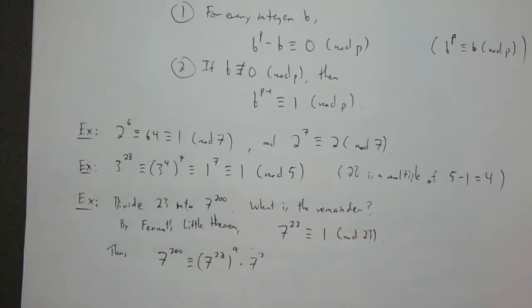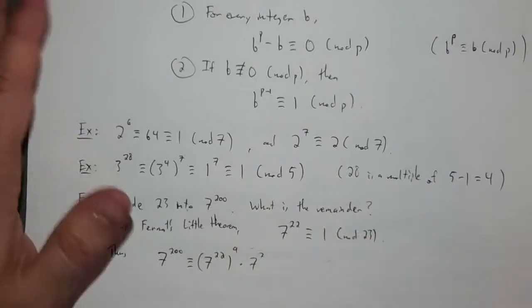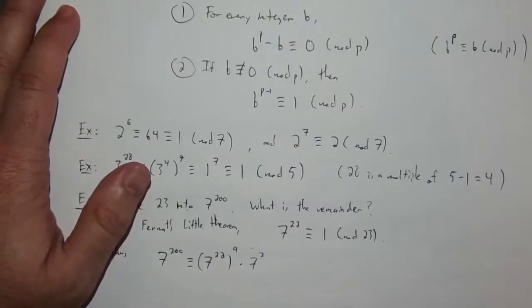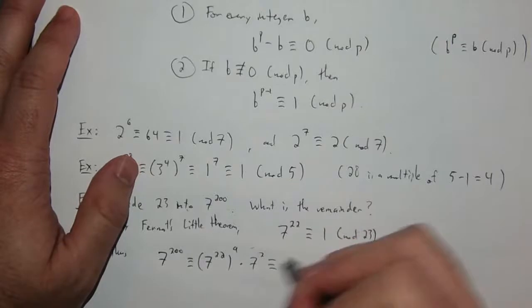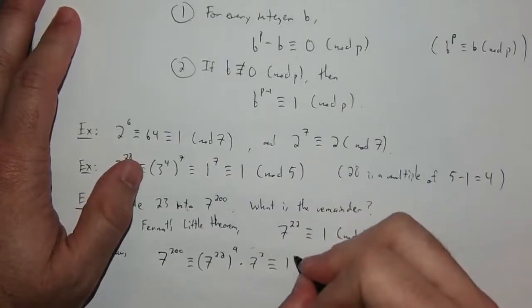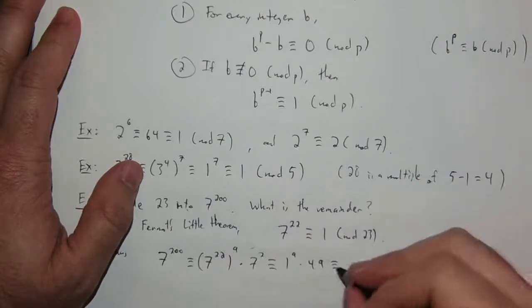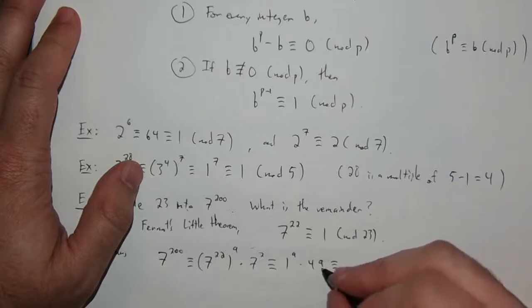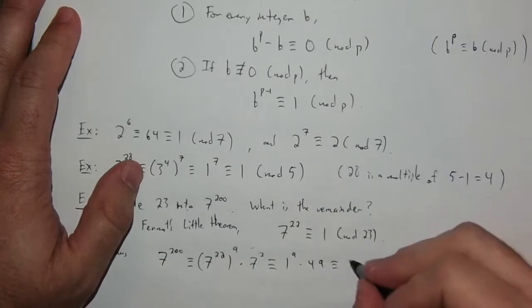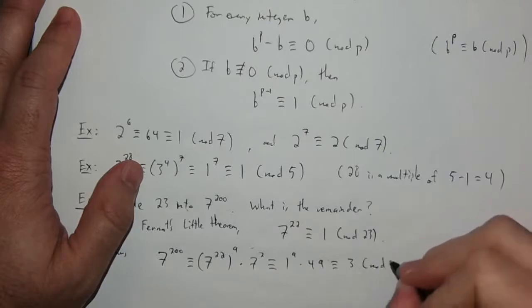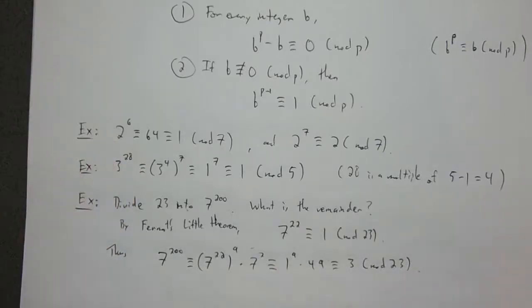How did I get this? This is just the division algorithm applied to 200 and 22, right? Okay, so I'm dividing 200 by 22 here. So this is congruent to 1 to the 9th times 7 squared, which is 49, which is congruent, of course, to 3 mod 23, since I can subtract 46 from 49. And so you quickly were able to answer the question. If you take 7 to the 200, divide it by 23, what's the remainder? 3. Right? And this is done quickly with Fermat's little theorem.